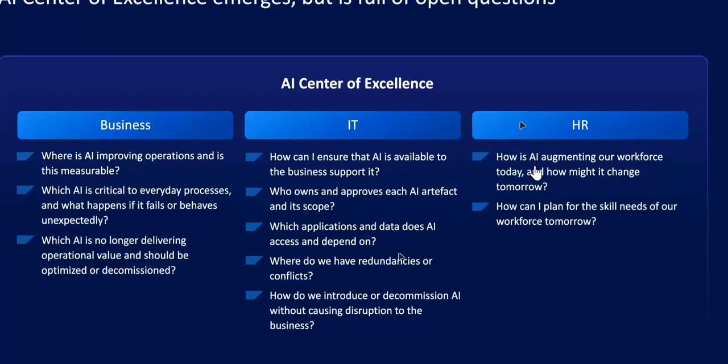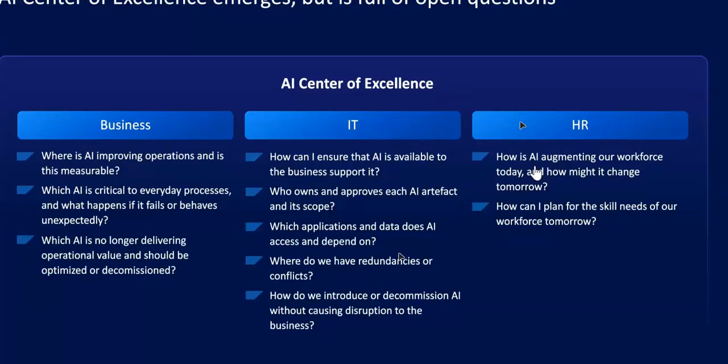HR, on the other side, wants to know how the workforce is changing. Are AI agents part of any organization now? Which organizations are impacted? And those kinds of things. The center of excellence needs a shared platform to function, because without one, each team is working from a partial picture, right? So everything that you see on the screen needs to be in one platform or interconnected platforms.